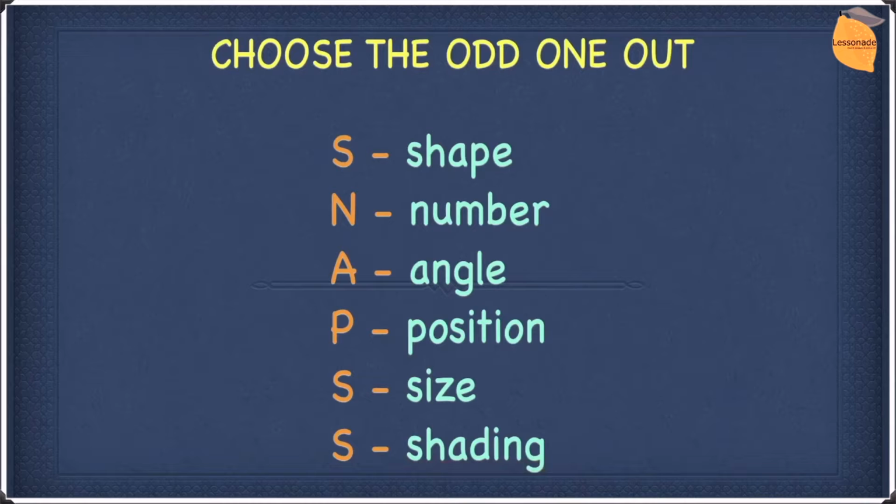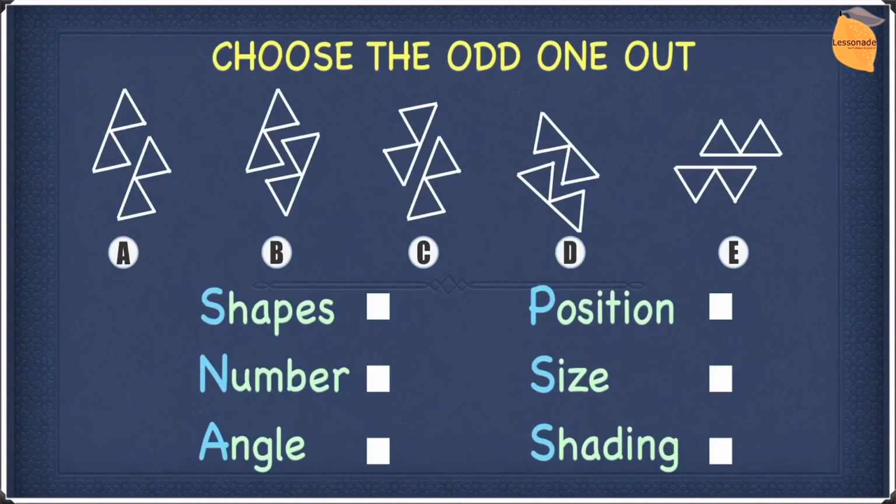Since we now know what SNAPS is, let's look at our first example. In this example, we have 5 options, A, B, C, D, and E, and 4 of the options are related to each other, but one of them is different. Our job is to find the different one, which will be the odd one out. So let's use SNAPS to find that answer. SNAPS stands for shapes, number, angle, position, size, and shading.